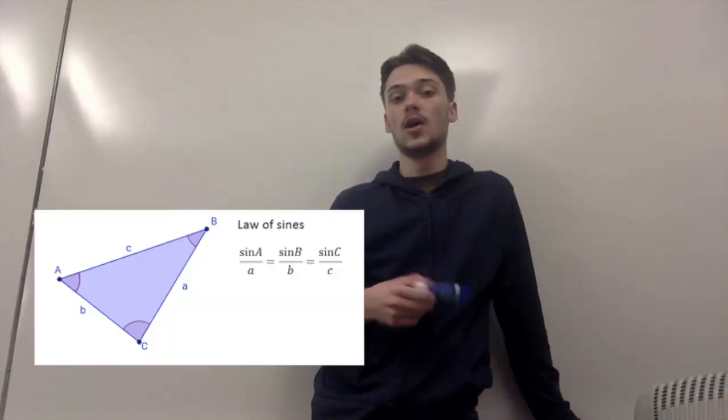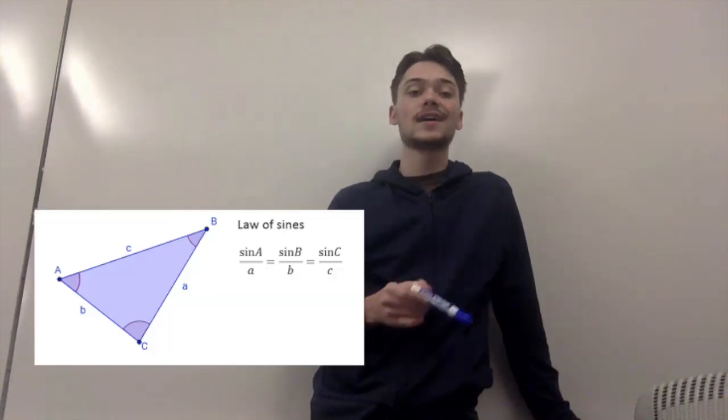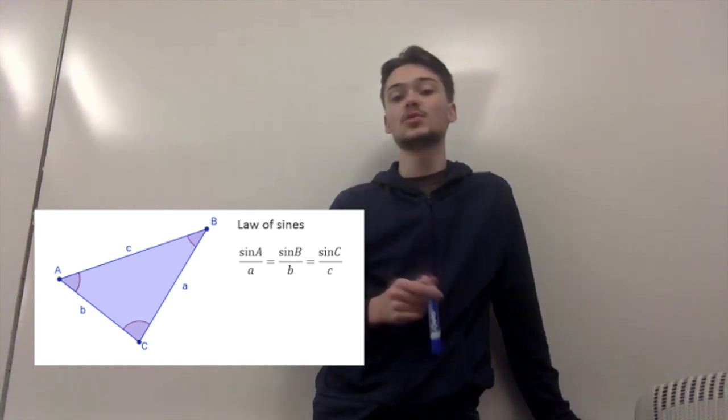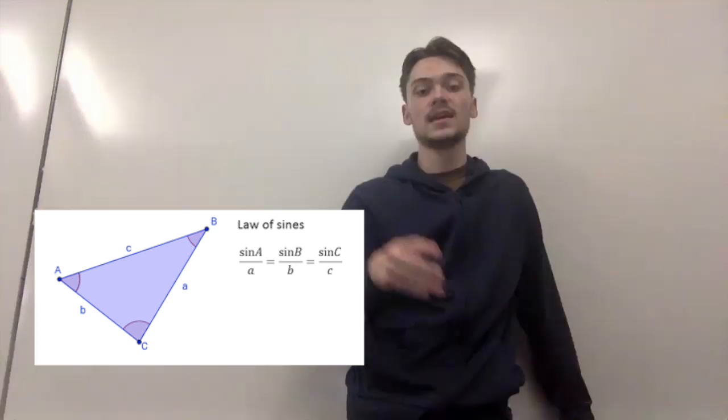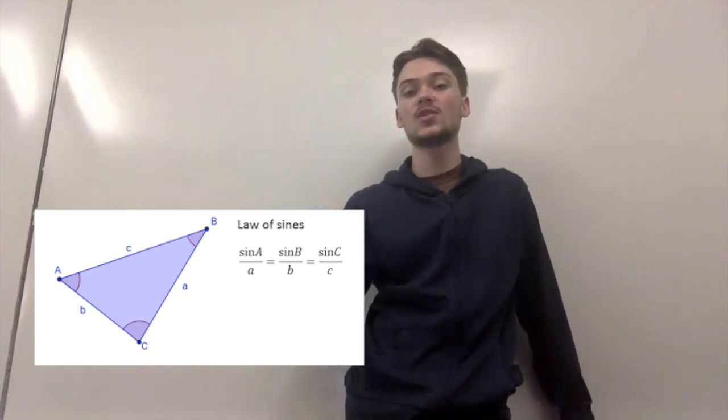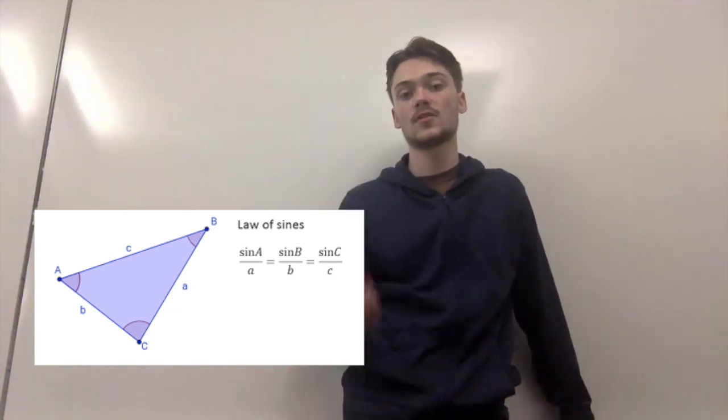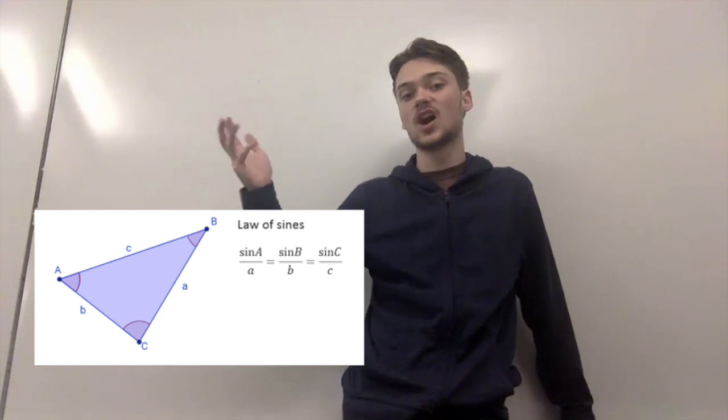The sine law is this: sine capital A over A is equal to sine capital B over B is equal to sine capital C over C. Each letter signifies angles and sides that are opposite. For example, big A is opposite little a.